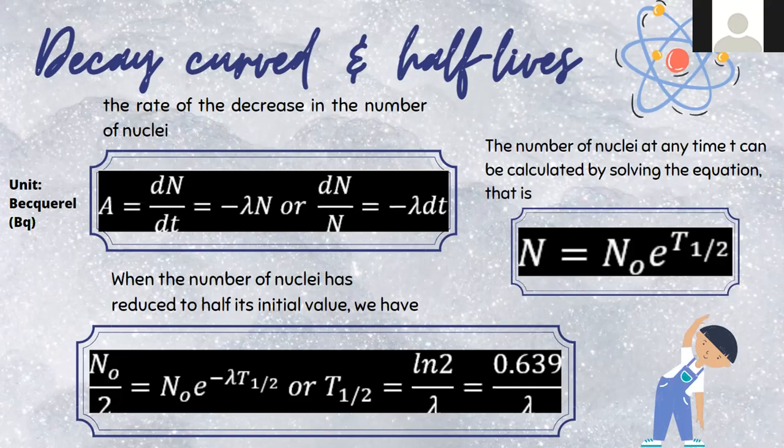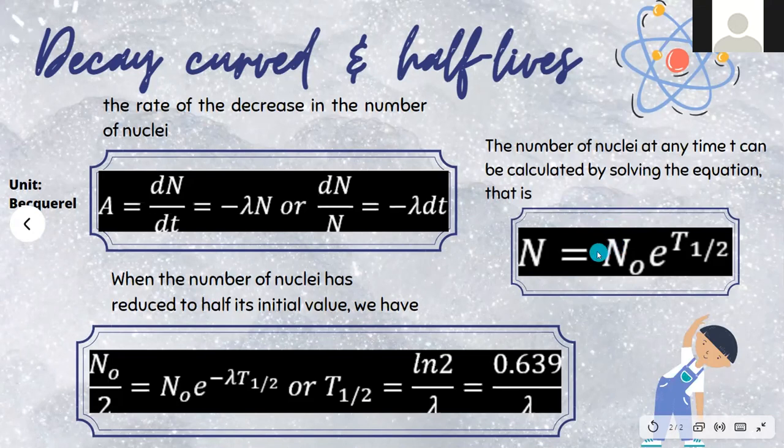The value of lambda will determine the rate at which the material will decay. To find N, the number of nuclei at any time T can be calculated by solving the equation N equals N naught e to the power of negative lambda T, where N is the number of nuclei and N naught is the number of nuclei at time zero.